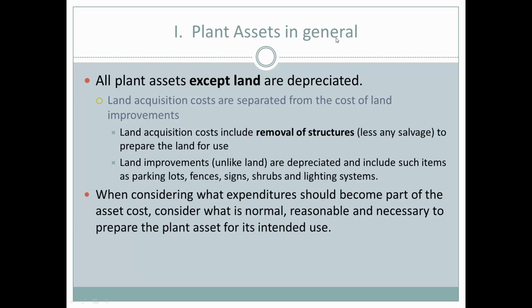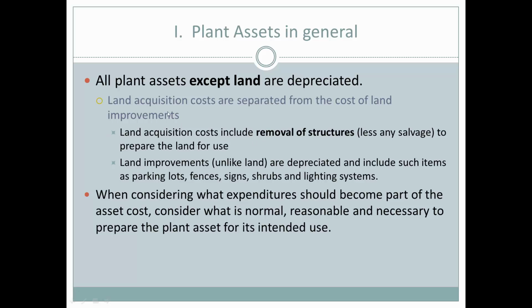Plant assets in general. Now we're specifically going to talk about plant assets. All plant assets except land are depreciated. Land acquisition costs are separated from the cost of any land improvements. Land acquisition costs include the removal of a structure less any salvage value to prepare the land for use. So it's everything that you are doing in order to purchase the land and prepare it for use.